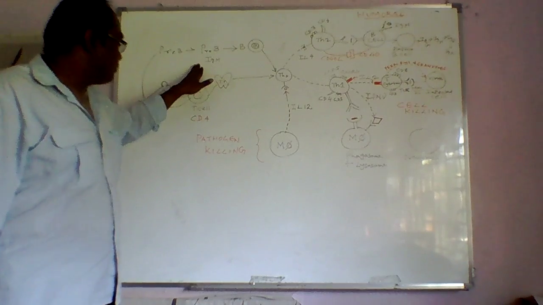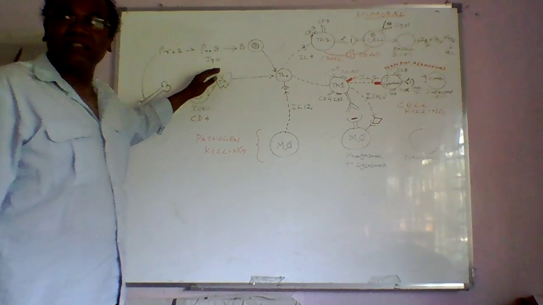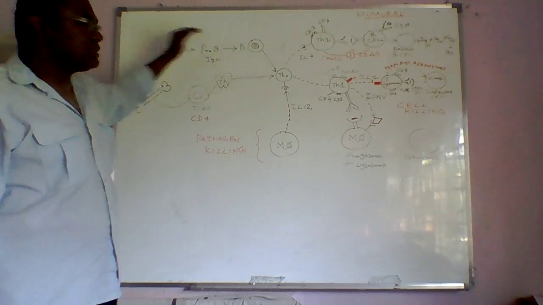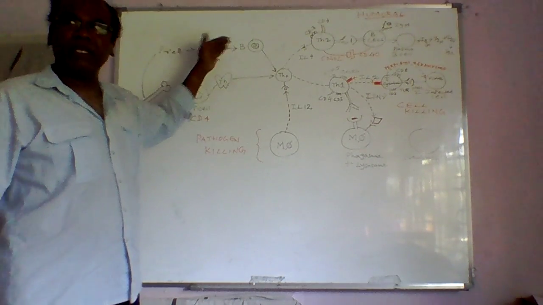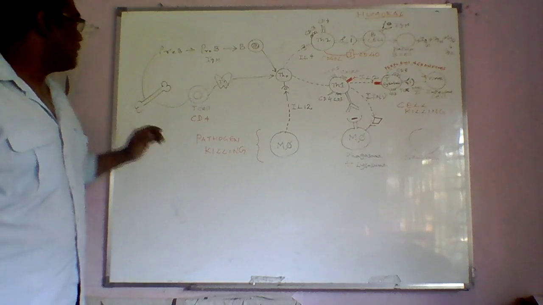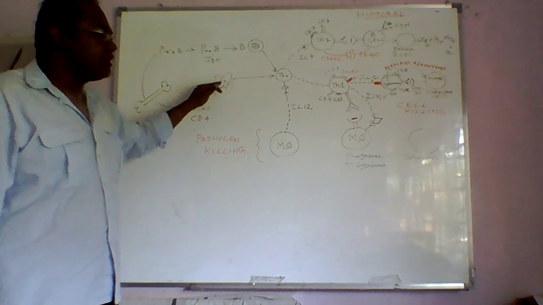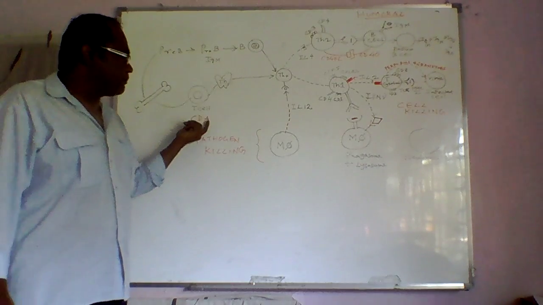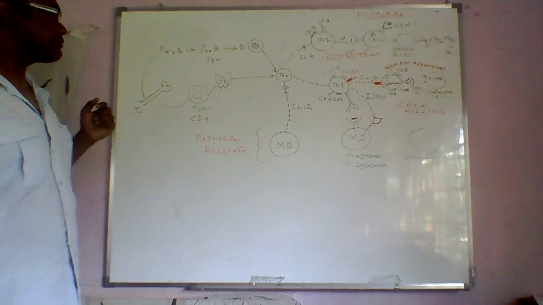Okay. So now, this player in this drama is a B cell. Why do we call it a B cell? Because it starts from the bone marrow. B for bone. You can remember it that way. And T cell for the thymus. From the thymus, T cell. It's got a marker which is called CD4.